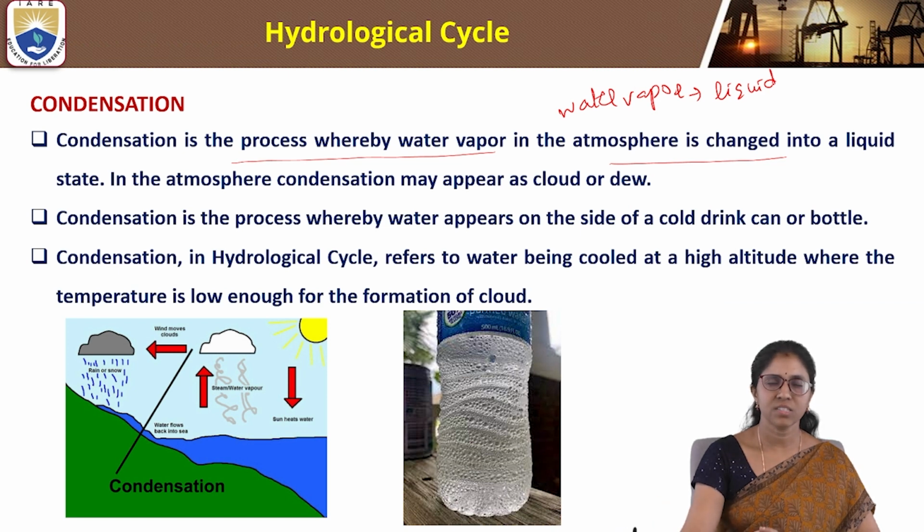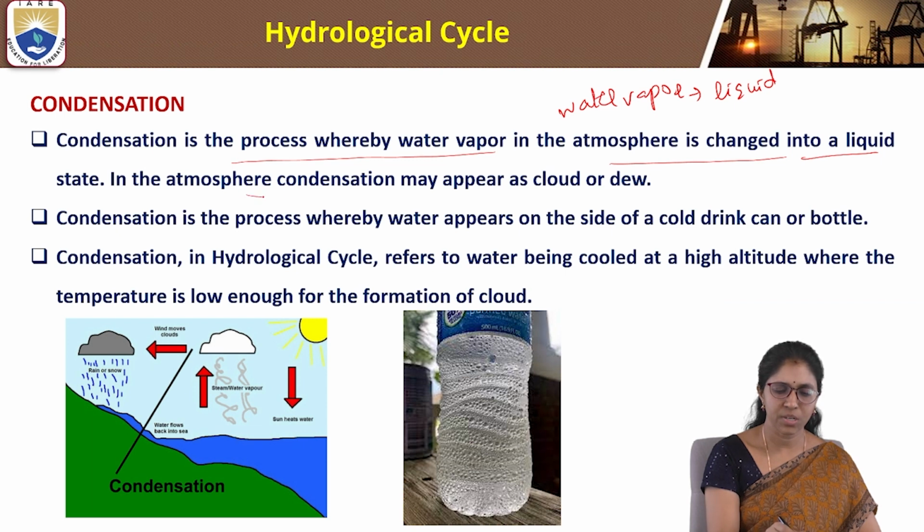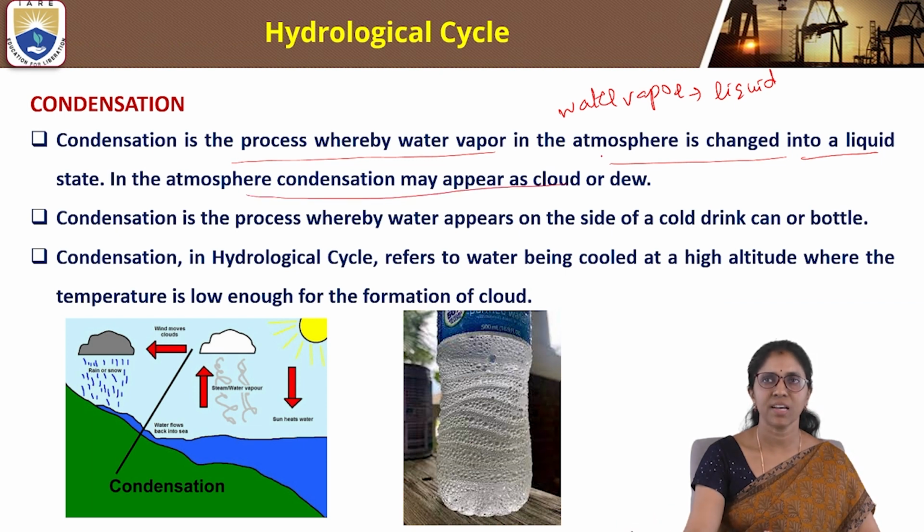Condensation is the process whereby water vapor in the atmosphere is changed into liquid state. In the atmosphere, condensation may appear as cloud or dew.